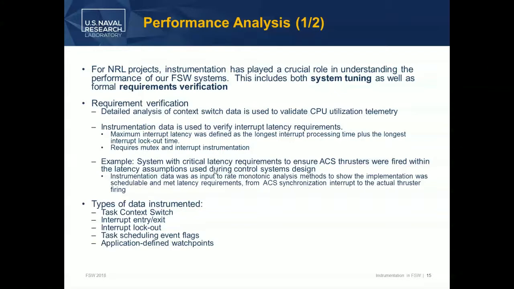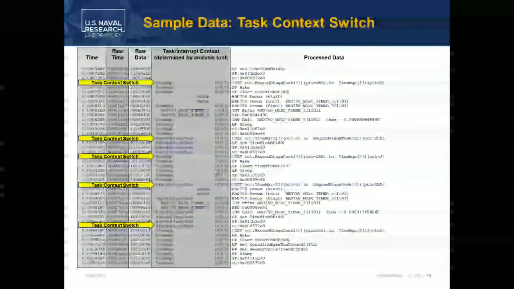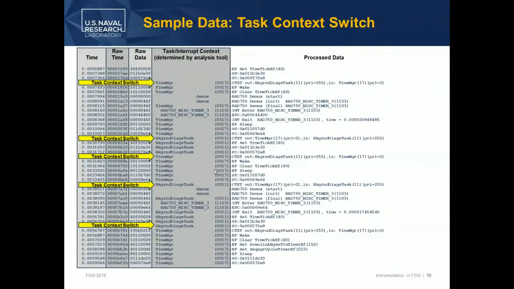A lot of the data that we use for this performance analysis includes task context switch, interrupt entry, interrupt lockouts, any sort of task scheduling flags, and application watch points. And again, here's just where some of the hits are. Same kind of thing we showed before.